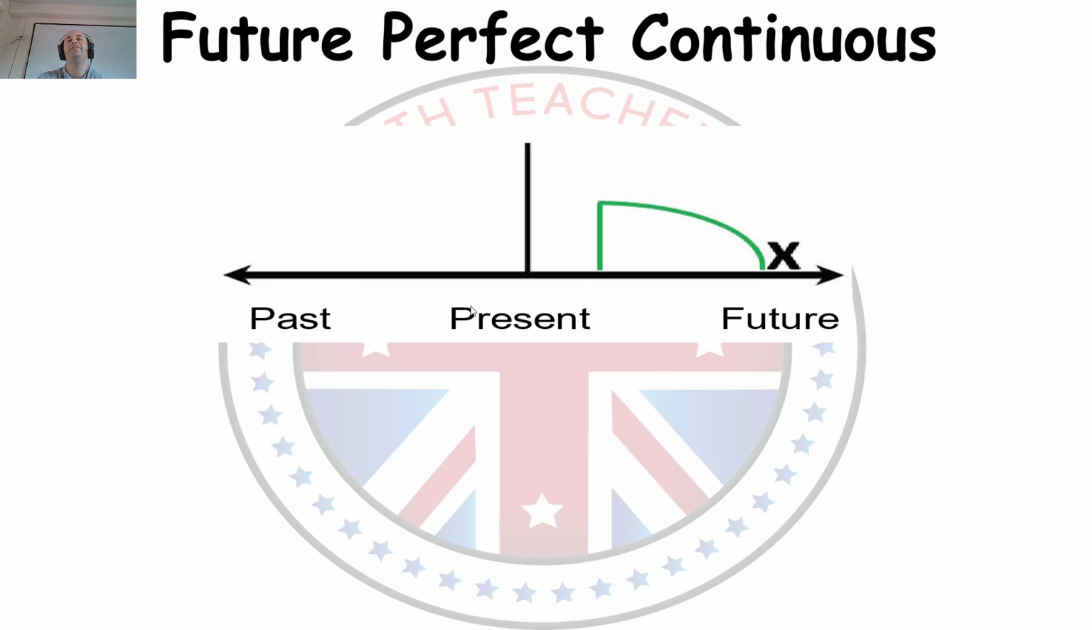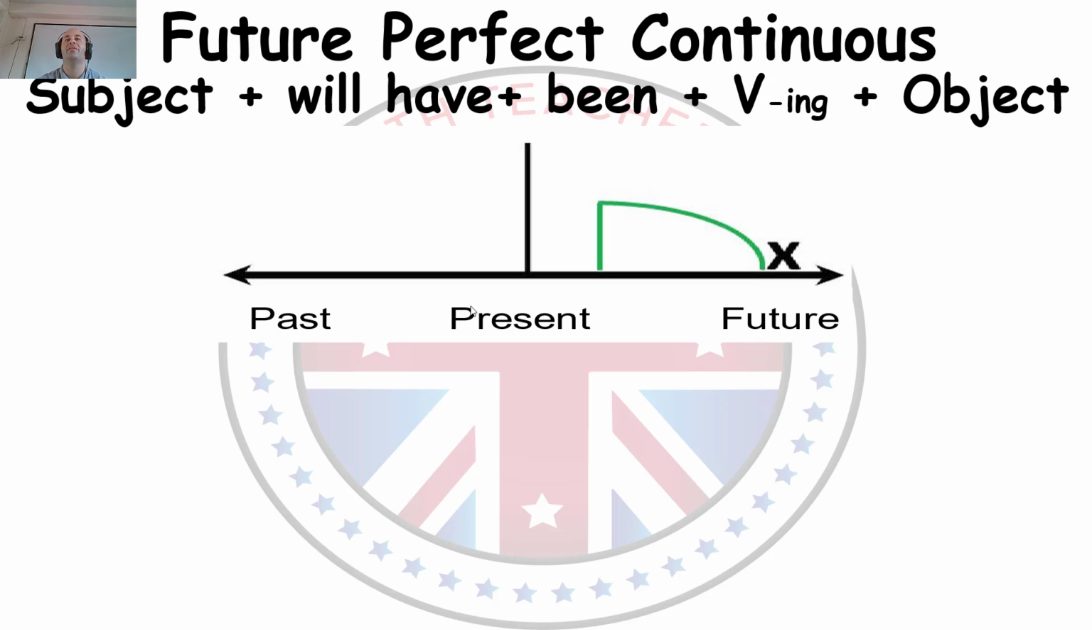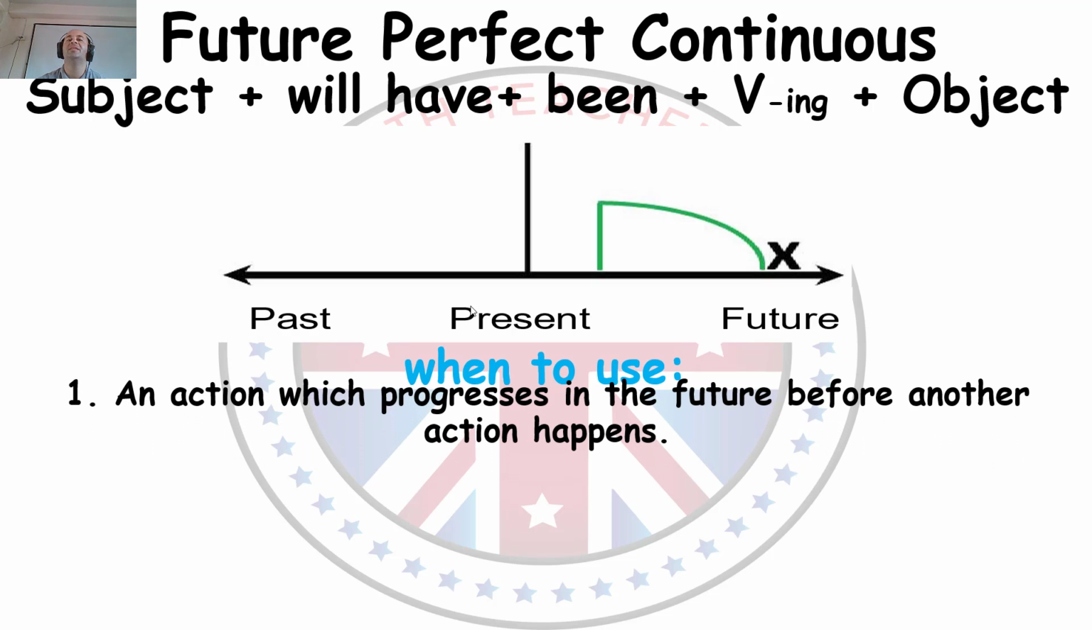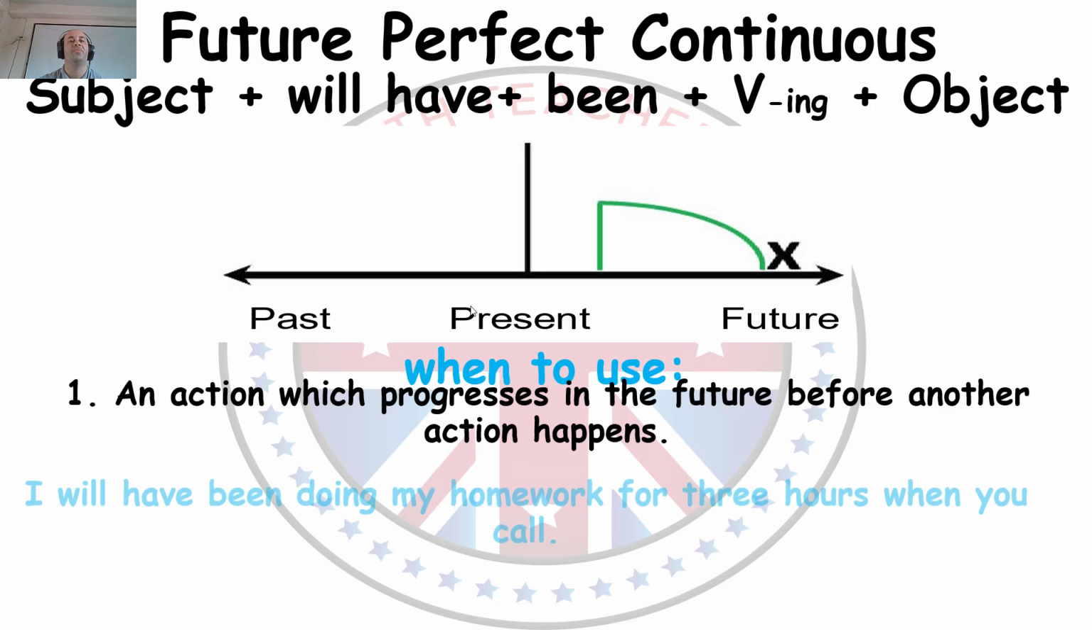And the last one, future perfect continuous. The form for it: subject, will have been, verb-ing, and an object. When we would use this, it's the opposite of the past perfect continuous. An action which progresses in the future before another action happens. So two things again are happening in the future. One thing is continuous, ongoing, and something else happens to interrupt it, or maybe at the end of it.